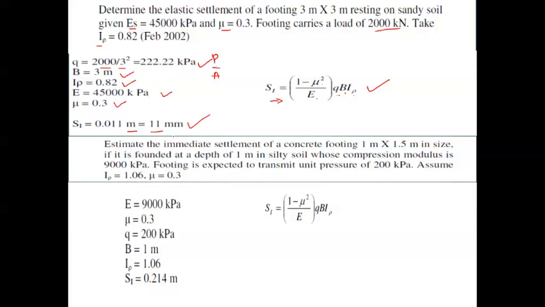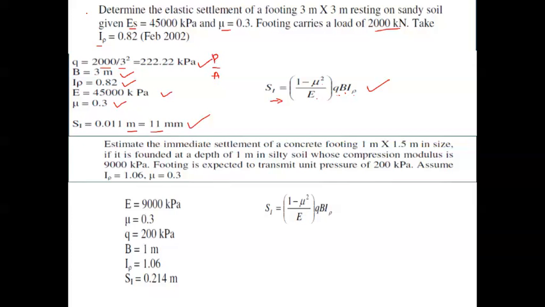So this is how we can work out the immediate settlement or the elastic settlement which will take place beneath the footing of size 3 meter by 3 meter due to the applied load of 2000 kilonewton on it. Okay, so this is about the solution part.